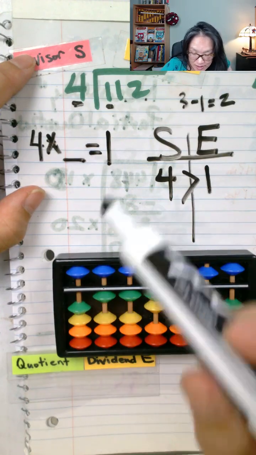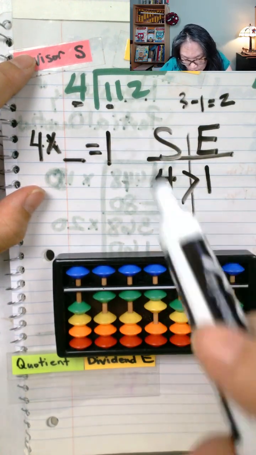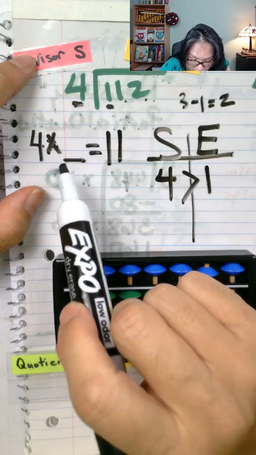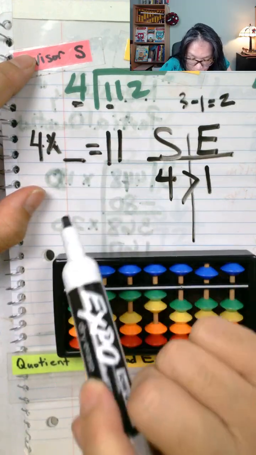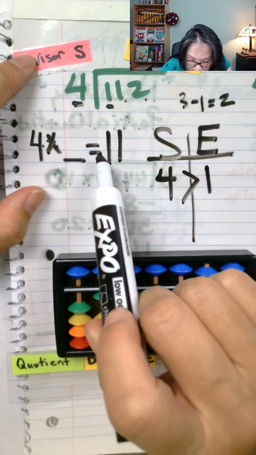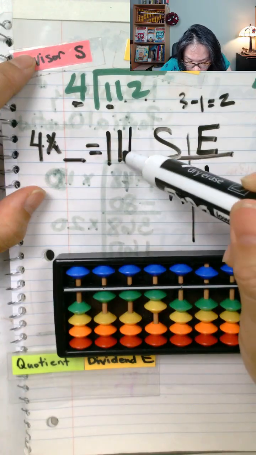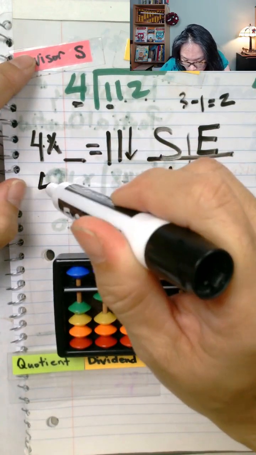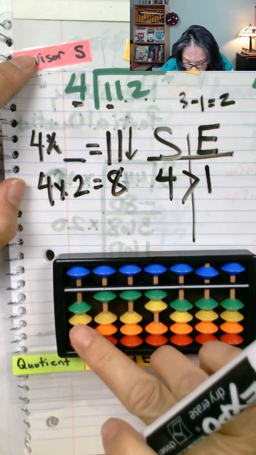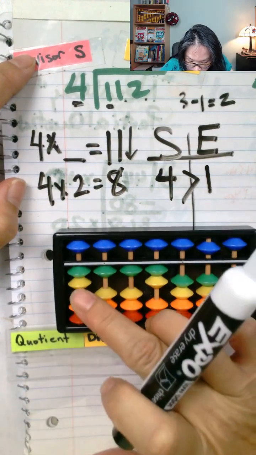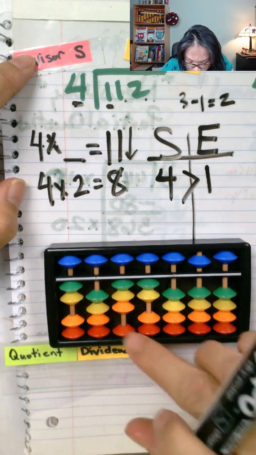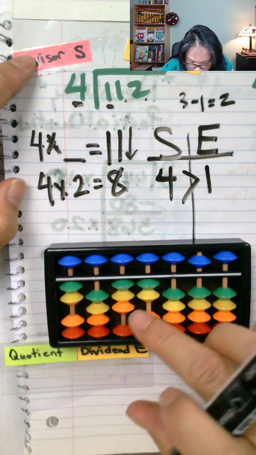So what's going to happen is we need to bring down the second digit to make it more understandable. Because nothing can go into 1 with a 4. But something can go into 11. 4 times what is equal to 11 or less? That's the question. 4 times 2 is equal to 8. So I put 2 on my abacus. That's my quotient. I take away 8. Take away the 10 plus the 2.